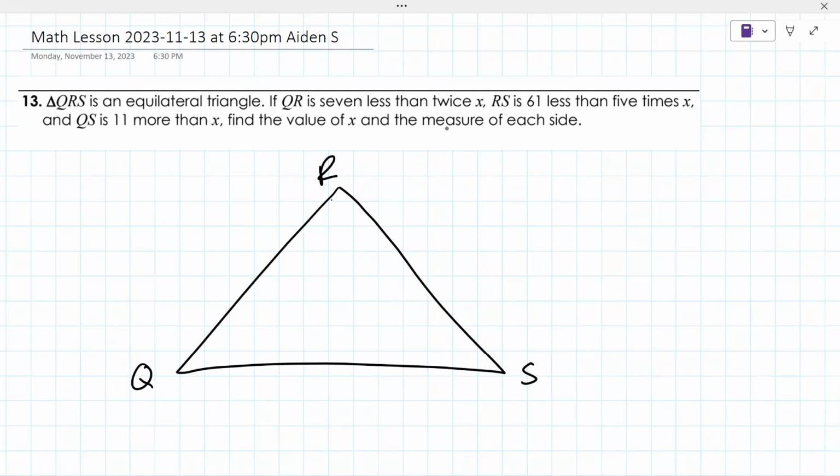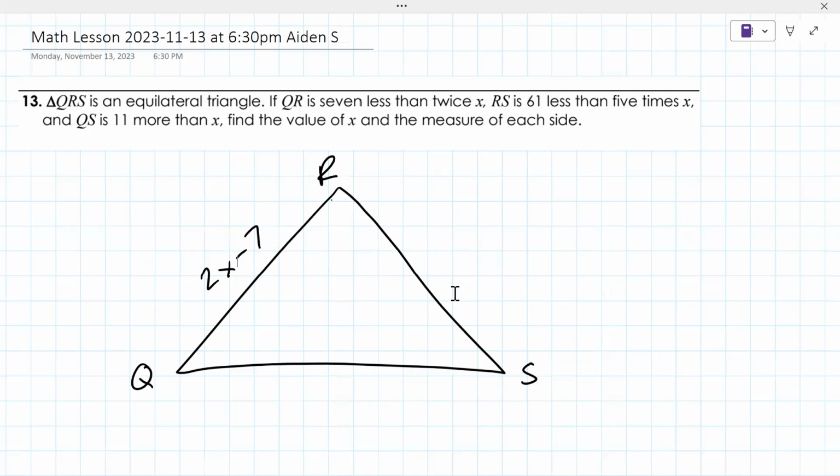So QR is 7 less than twice X. For whatever reason in the English language, the 7 less comes after the twice X. I don't make the rules. That's what it is. RS is 61 less than 5 times X.